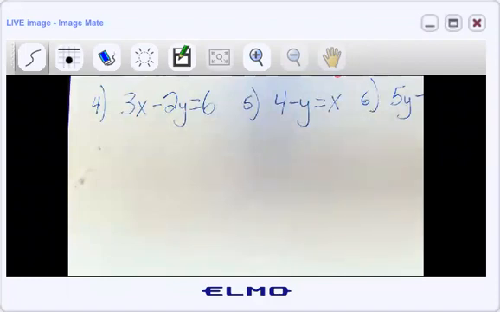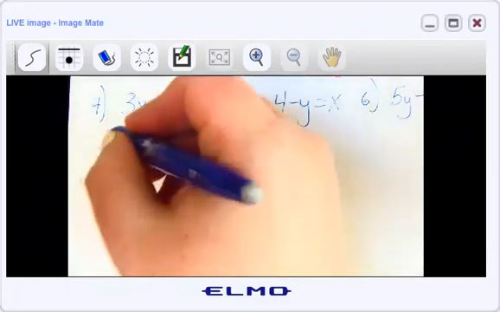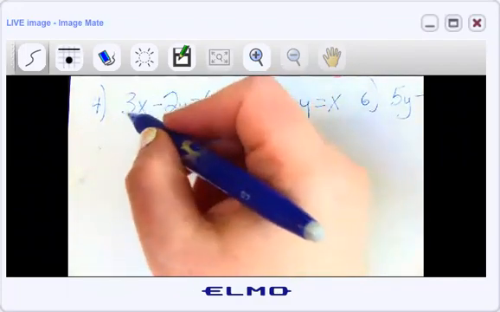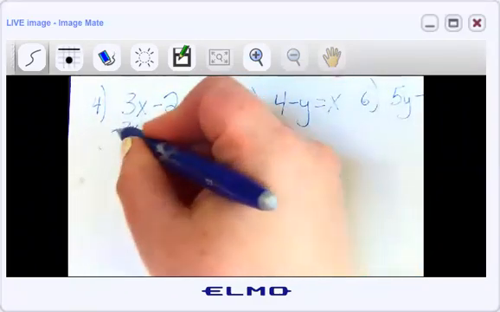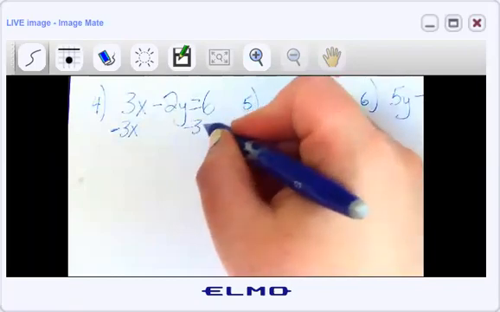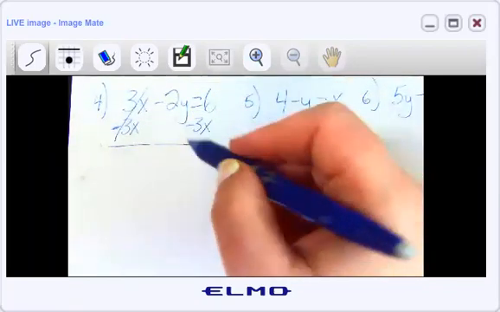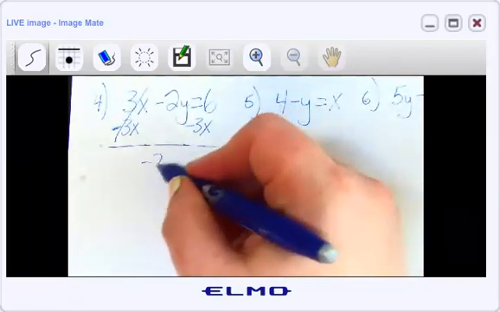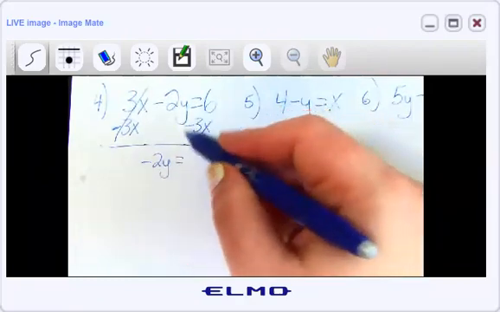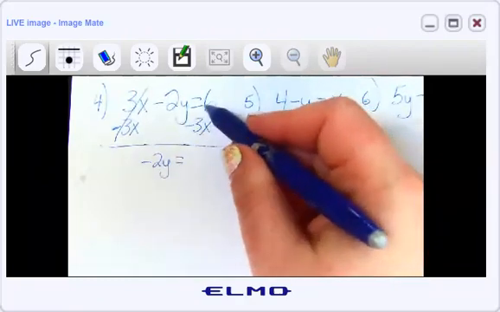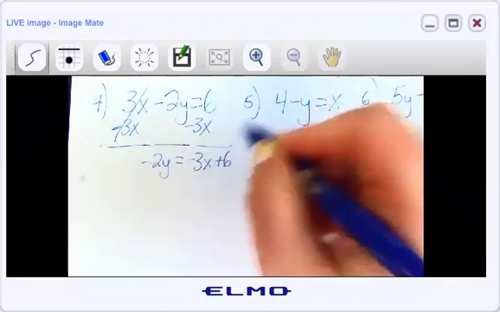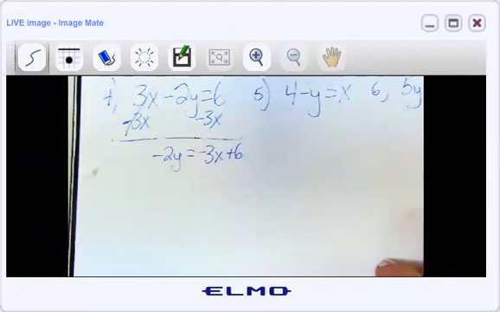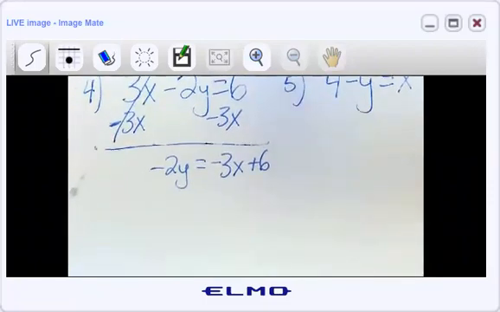Plus 3x will be -2y = -3x + 6. Yes, I got to minus that 3x to the other side. Perfect. So I minus 3x from both. Those are gone. So yes, on the left, you have -2y. And then you're going to take that -3x and you're going to stick it right after the equal sign. And then you pop that +6 over to the right. Perfect. Okay, let me zoom in a little bit more.